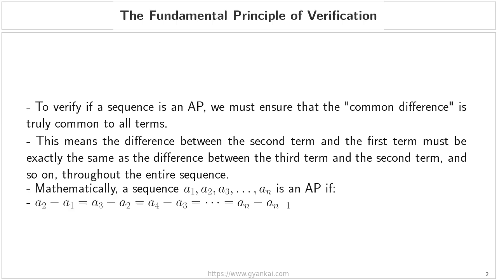If you want to see how we express this mathematically, look at this notation. A sequence, which we can call a sub-1, a sub-2, a sub-3, all the way to a sub-n, is an AP if and only if a sub-2 minus a sub-1 equals a sub-3 minus a sub-2 equals a sub-4 minus a sub-3, and so on, all the way up to a sub-n minus a sub-n minus 1. In short, if that subtraction result stays identical every single time you move to the next pair, you have successfully verified an AP. In the next slide, I will show you a systematic, step-by-step method to perform this calculation without making any errors.